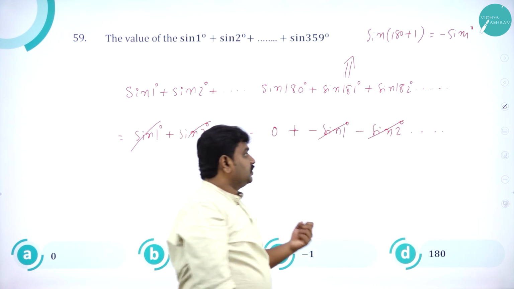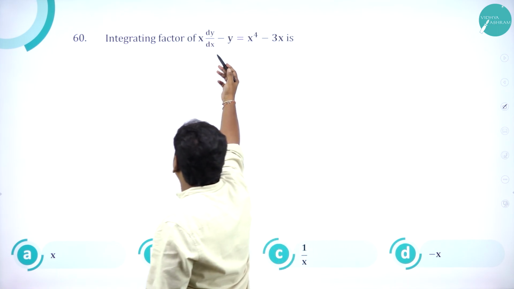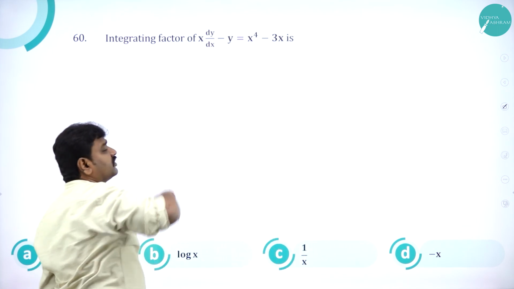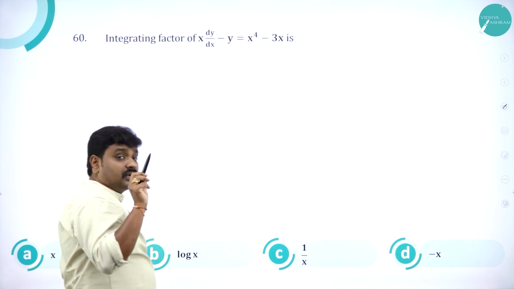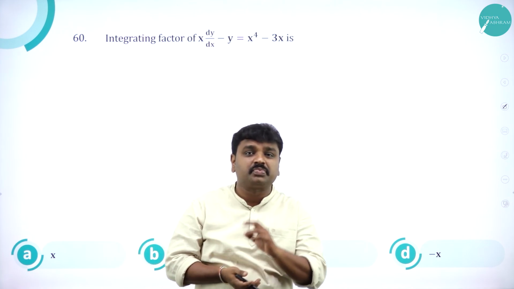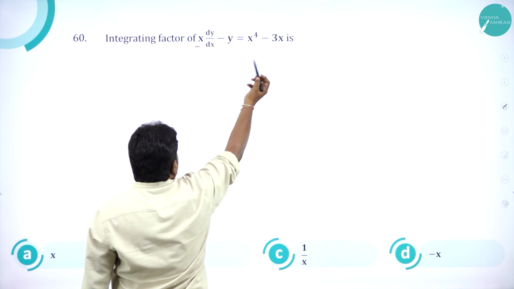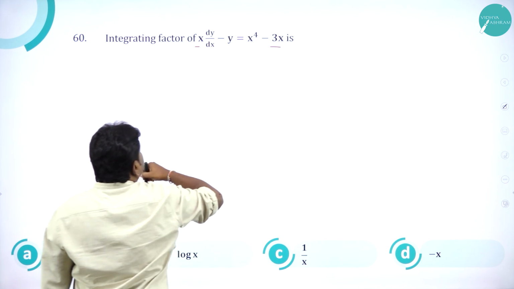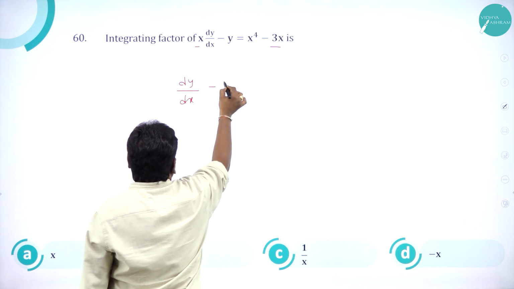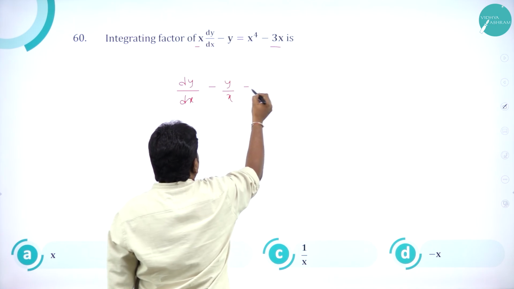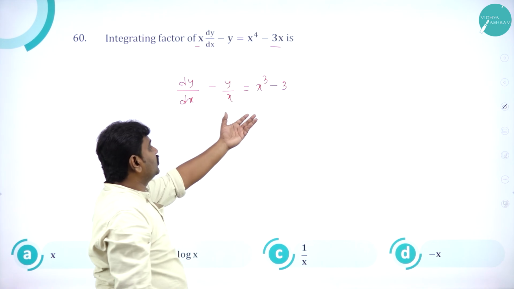That's it. Then we have the integrating factor for x dy by dx minus y equal to x power 4 minus 3x. They want you to find the integrating factor. All of you know how to find the integrating factor. First, the problem should be in the form dy by dx plus py equal to q. So I'll rewrite it. The coefficient of x we don't want, and here minus 3x is there. So I'll rearrange. First I'll divide by x on both sides. If I do that, I'll get dy by dx minus y by x is equal to x power 3, it will become minus 3. When I divide by x on both sides, I got it.